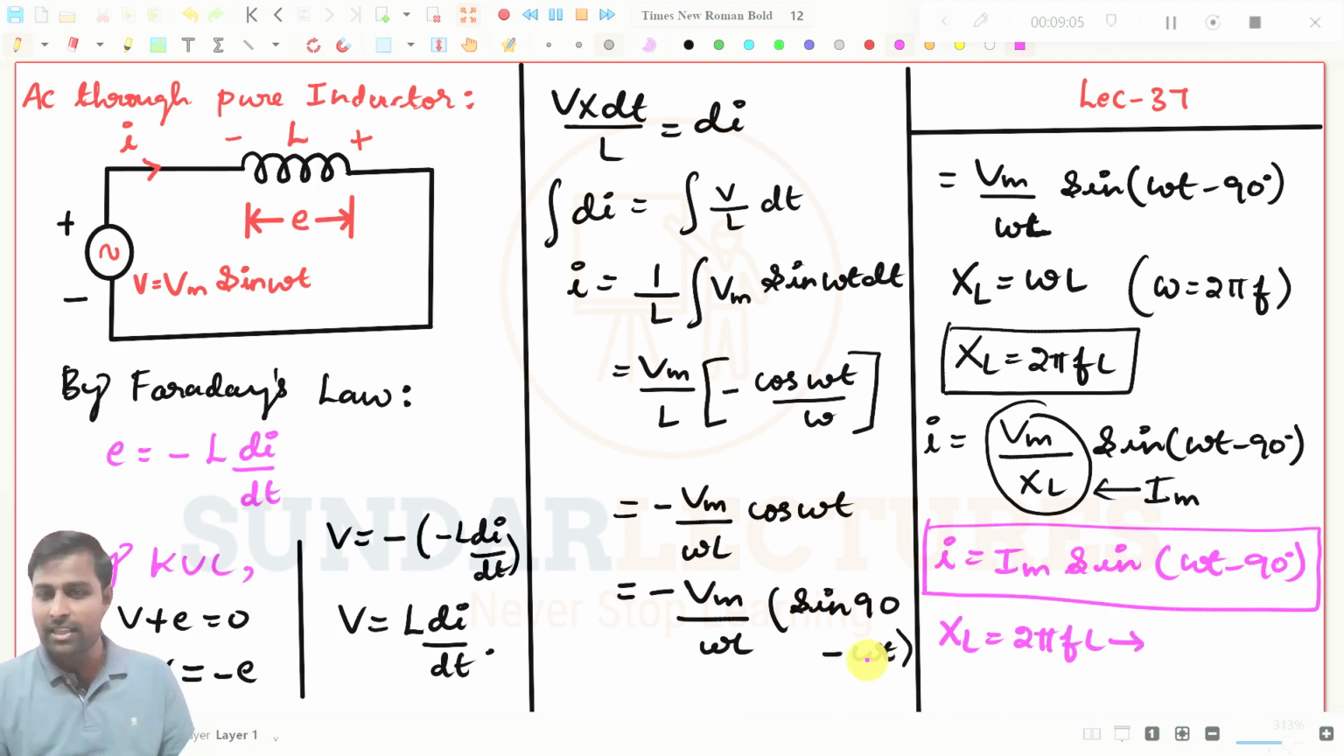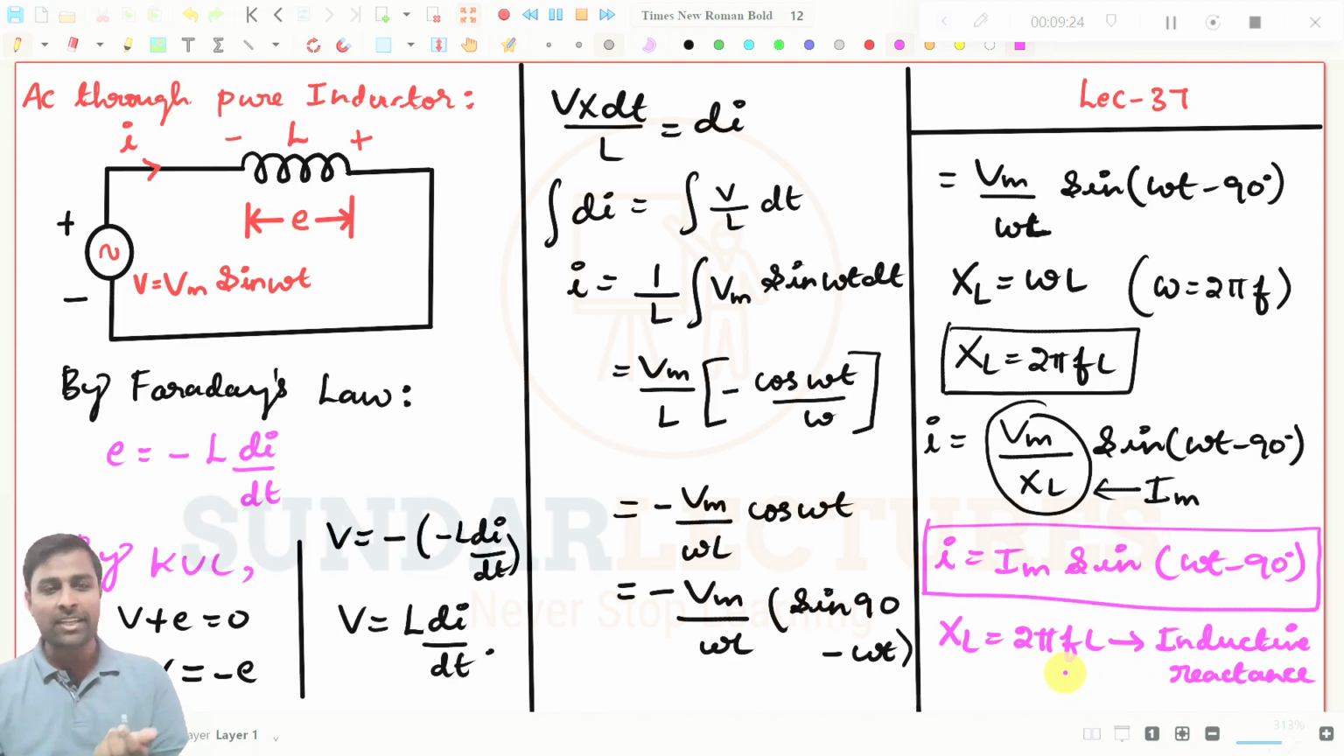That is what we call inductive reactance. That means the flow of current in the inductor is opposed by this term. So we are learning that if you give an AC supply to a pure inductor, then I is equal to Im sine of omega t minus 90 degree. What is this minus 90 degree? We have seen that the voltage V is equal to Vm sine omega t. Then the current is lagging by 90 degree.